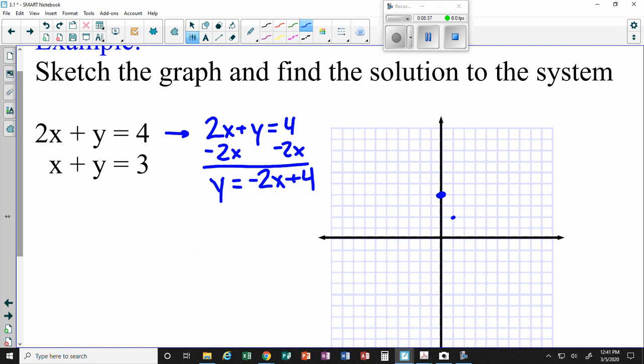Yep. So we go down 2, right 1. Why do we? Because that's the what? Yeah, the slope, negative 2. So negative slope's negative, so I go down into the right. Okay, so we got that one.